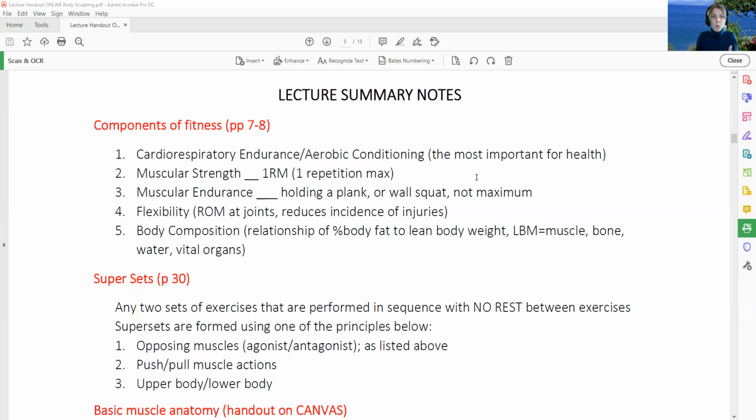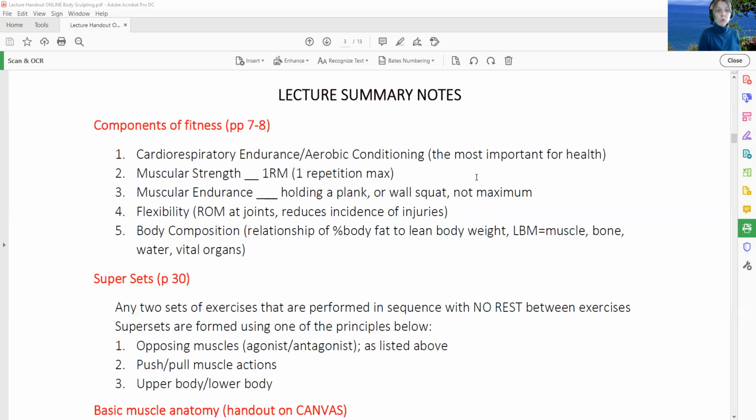Or you can hold a muscular contraction, again, not a maximum contraction, but a submaximal contraction, such as a plank or a wall sit in the squatted position, and hold it for a fairly long amount of time, like 30 seconds or 1 minute or 2 minutes. That would show you the muscular endurance or endurance of those muscles that are relevant to the movement that you're doing. Okay, so that's the muscular endurance.